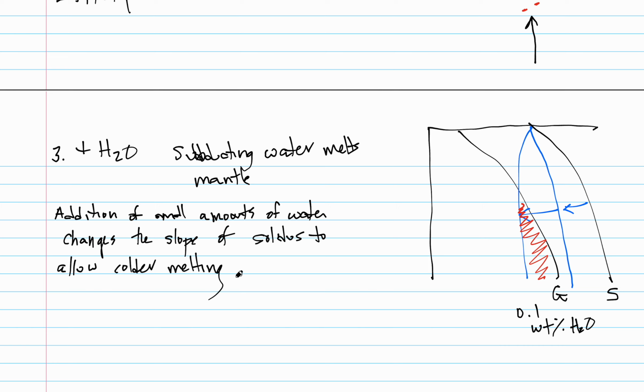Let's make sure we see that in the graph. So addition of small amounts of water, like 0.1, changes the slope of the solidus, right? So here it's a slope with this direction. Now we've changed it so it goes backwards, and it allows colder melting. Sure it does, because here is pressure and here is temperature, and now the solidus has actually shifted down by, I don't know, 200 degrees Celsius. That number we would need to look up, but it can be a big change. The geology of this process, this occurs at subduction zones.